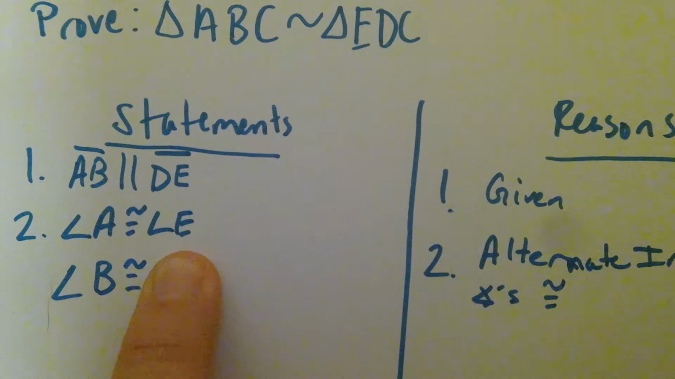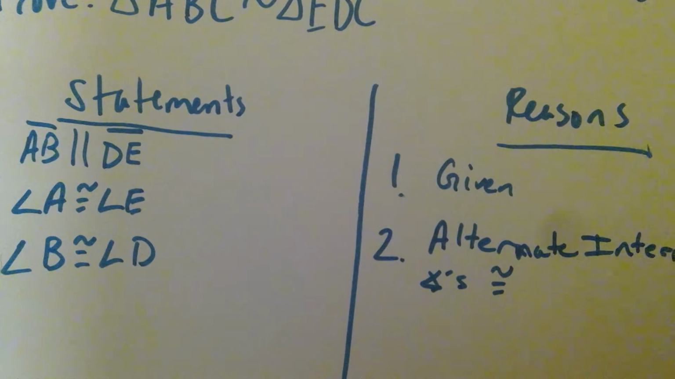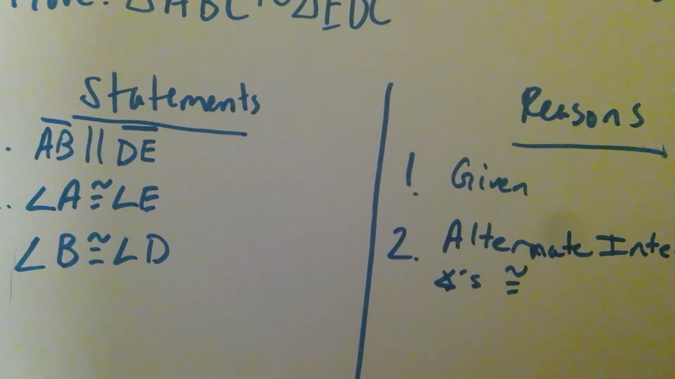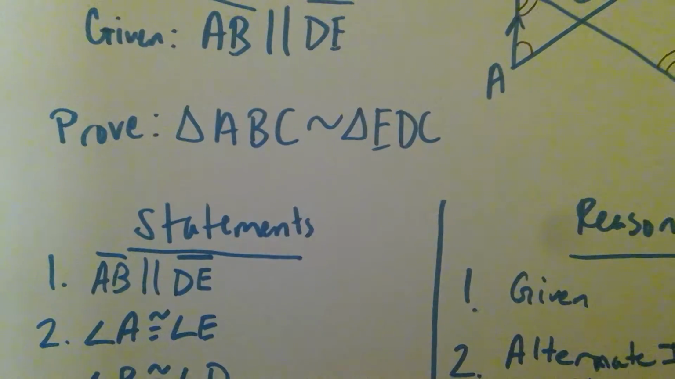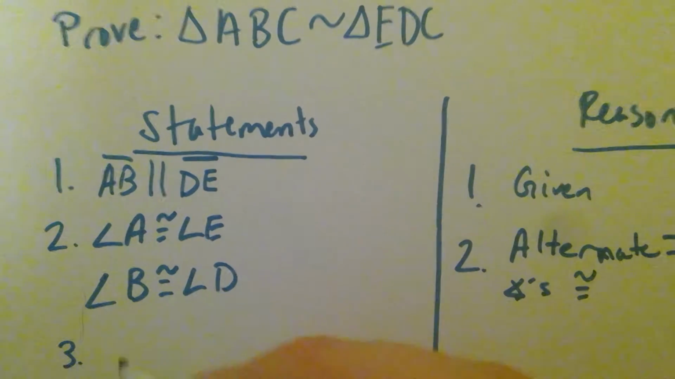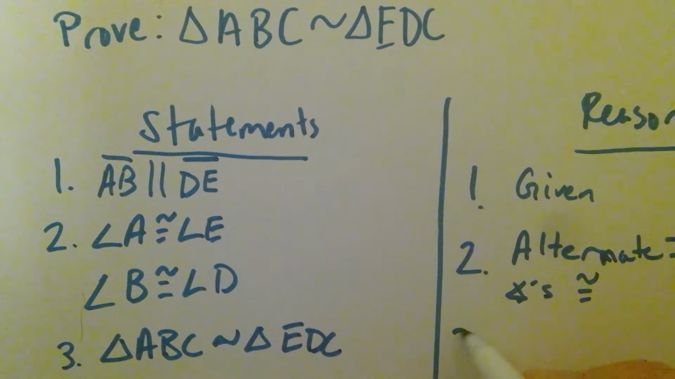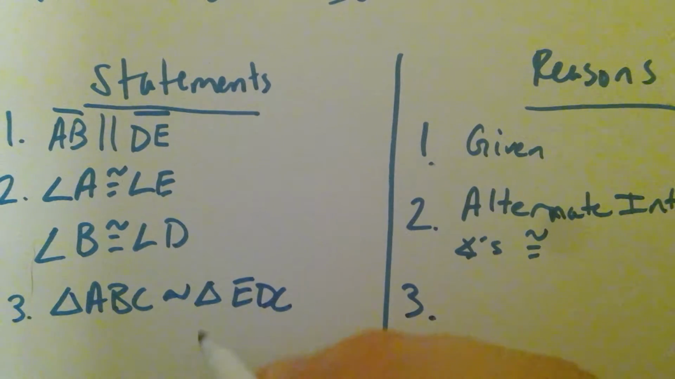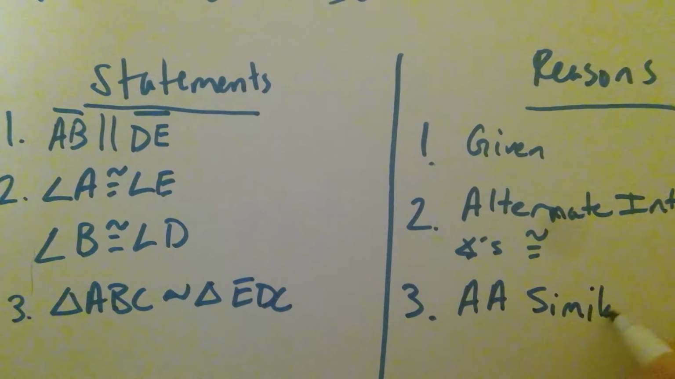So you've got angle A congruent to angle E, angle B congruent to angle D, by alternate interior angles being congruent. And we said we want to use angle-angle similarity. Well, we've got one angle, we've got two angles, so we're ready to go. We can go ahead and make that final proof statement. We're going to prove that triangle ABC is similar to triangle EDC. Based on what we have in our statements, we have an angle and an angle, so we're going to call it the angle-angle similarity theorem.